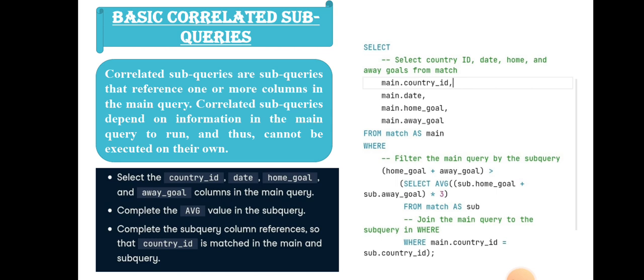Next, complete the average value in the subquery, then complete the subquery column reference so that country ID is matched in the main and subquery.